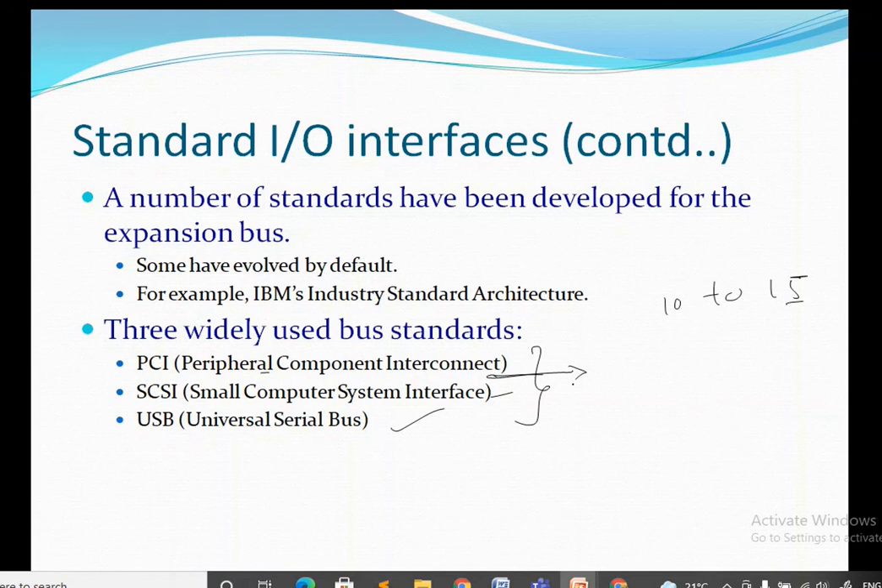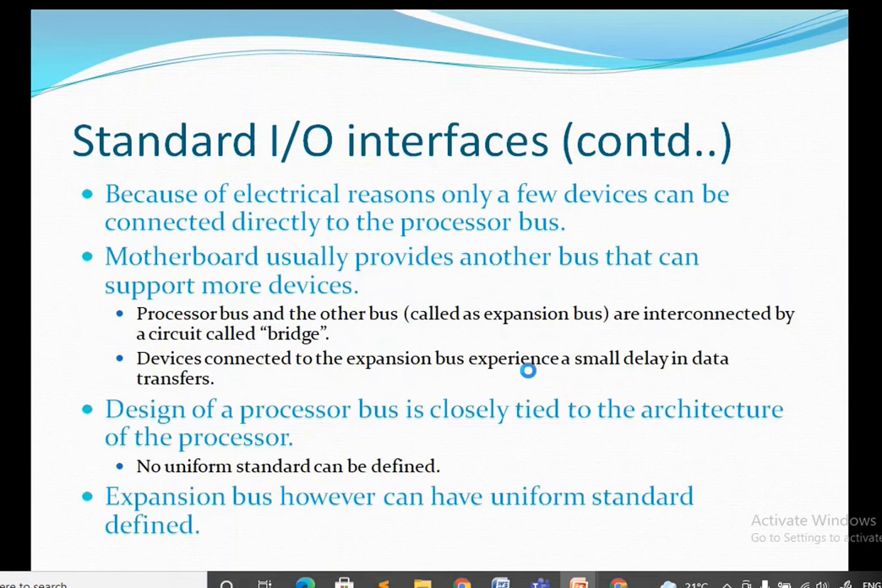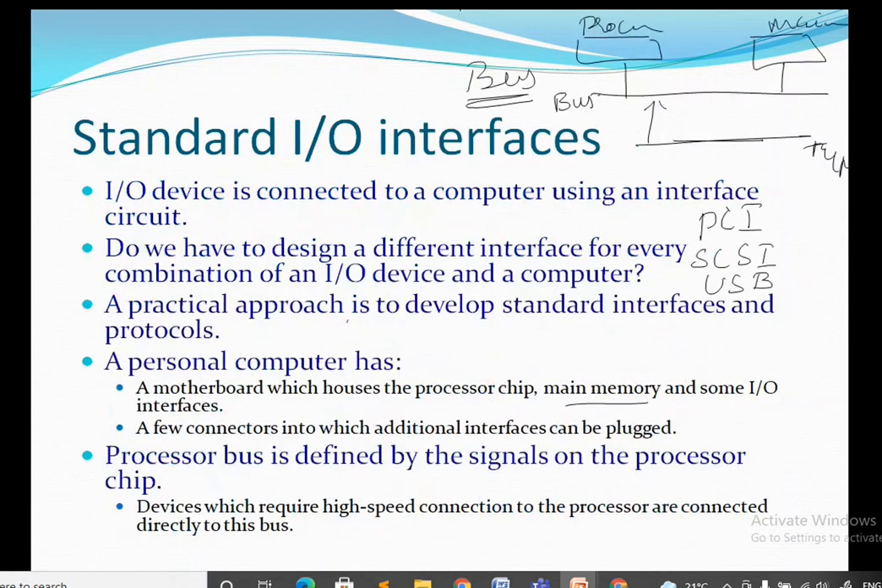That is the main bus. You need to remember that it is connected between the processor and main memory. The remaining devices are not connected directly to the processor bus. This is the processor bus. The remaining devices, for example keyboard, disk, mouse, whatever it is, are all not connected directly to the processor bus. So here it is going to use one more type of bus called the PCI bus.